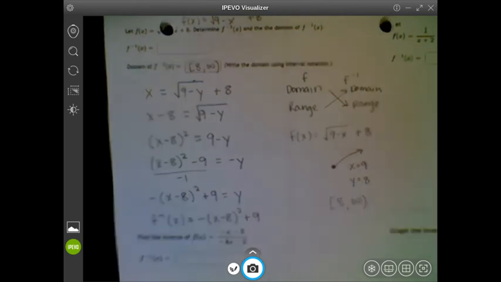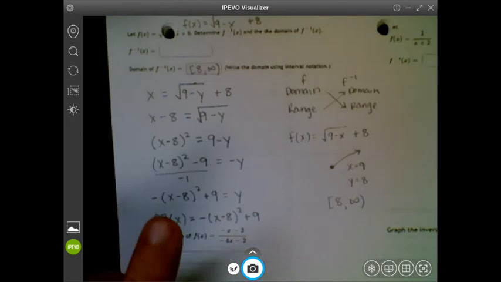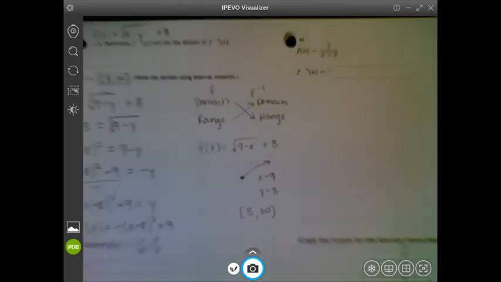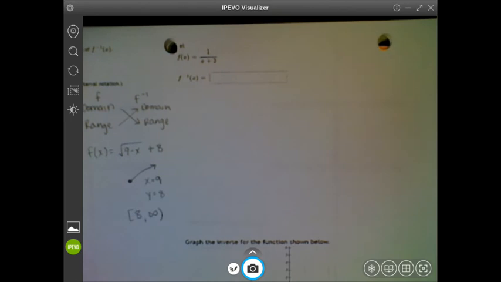The main point of this unit, though, is can you find the inverse, and do you know the general properties of functions and their inverses?